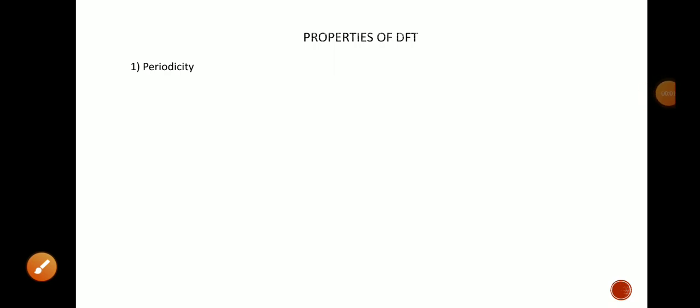In this video, we are going to explain the properties of discrete Fourier transform. The first property is periodicity. Here we have the input sequence x of n. The input sequence x of n is periodic with the periodicity capital N.